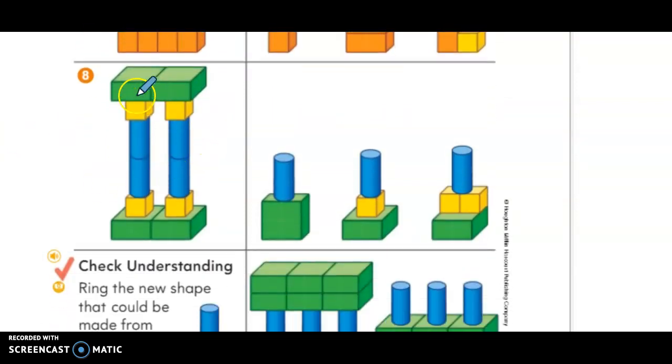Ooh, this one looks like fun. I can see here we have the rectangular prism, the cube, and the cylinder. And then it looks like it's flipped upside down. We have it stacked on top of each other. Which one of these represents that? Circle it up.